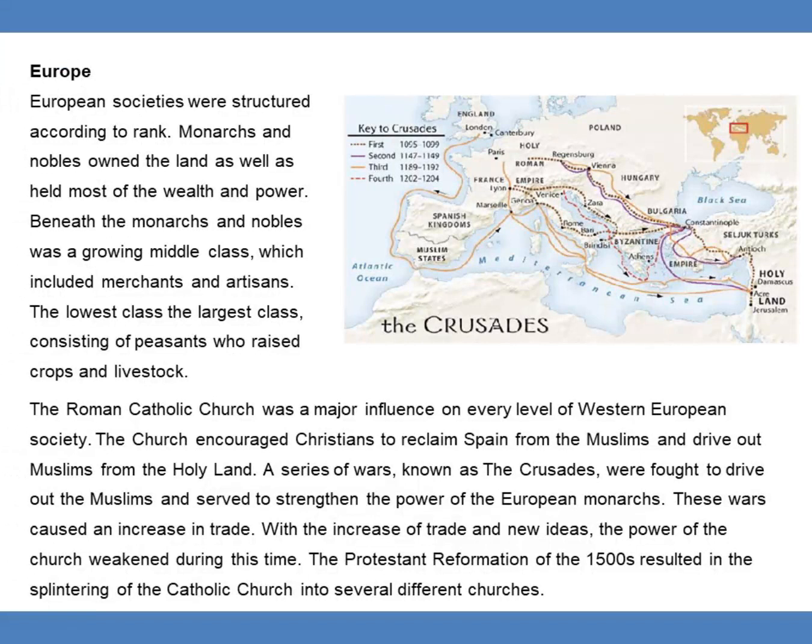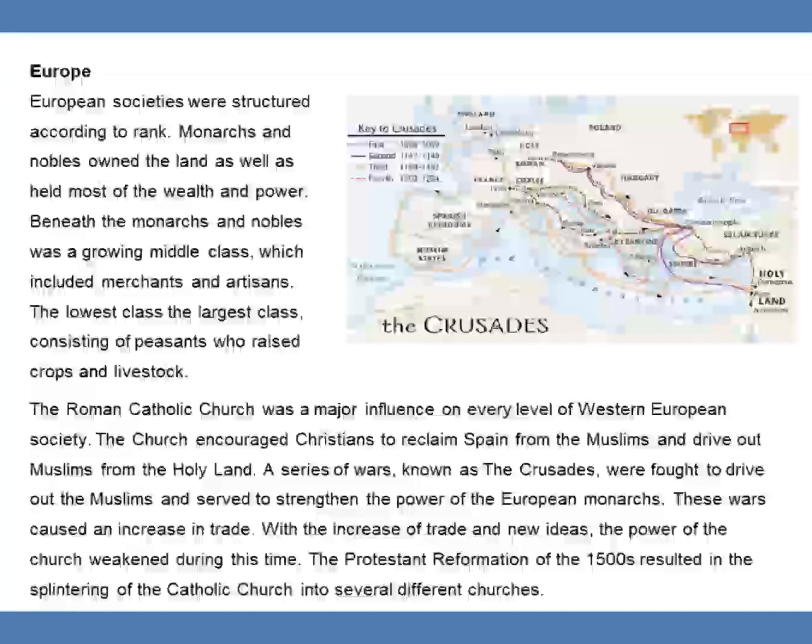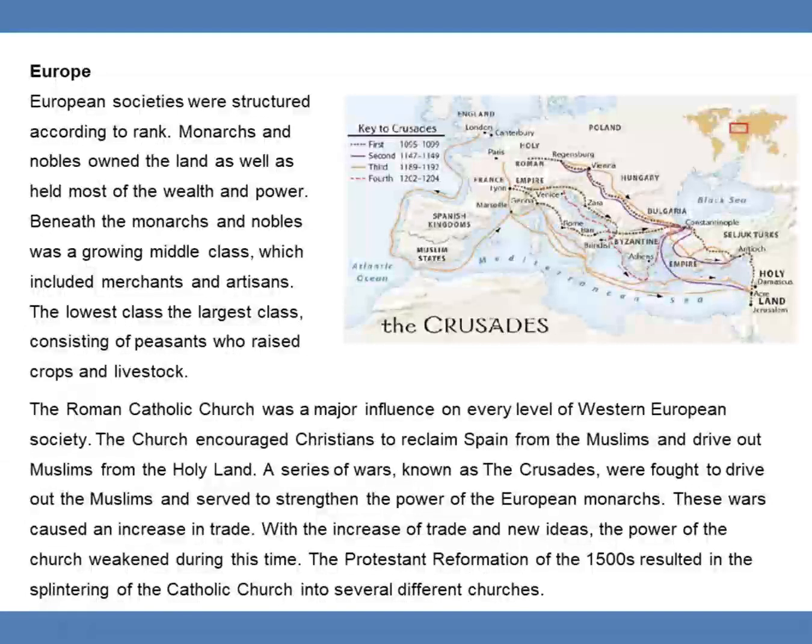These wars caused an increase in trade. With the increase of trade and new ideas, the power of the Church weakened during this time. The Protestant Reformation of the 1500s resulted in the splintering of the Catholic Church into several different churches.